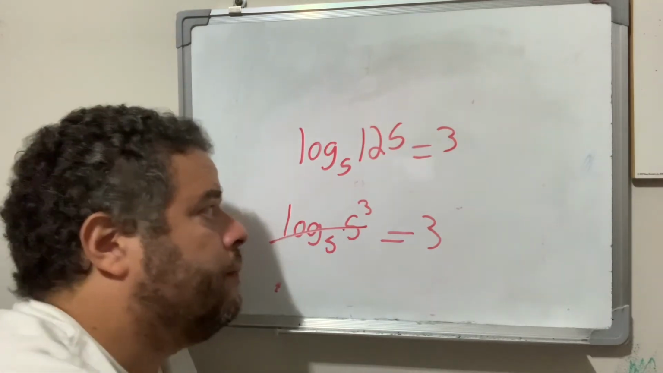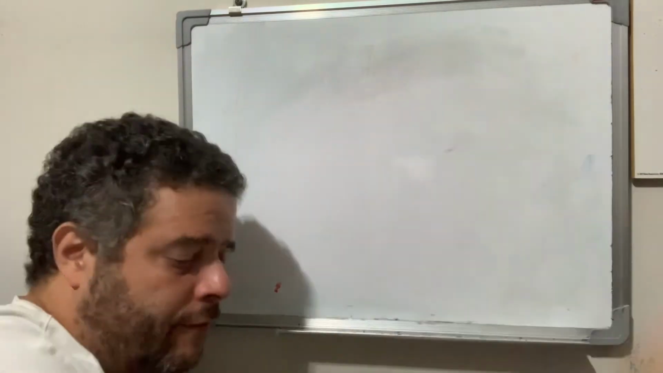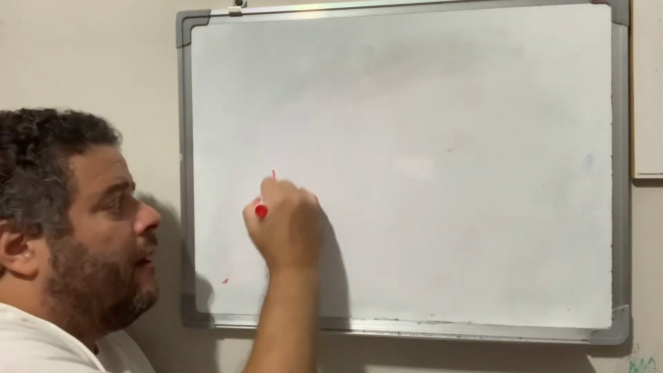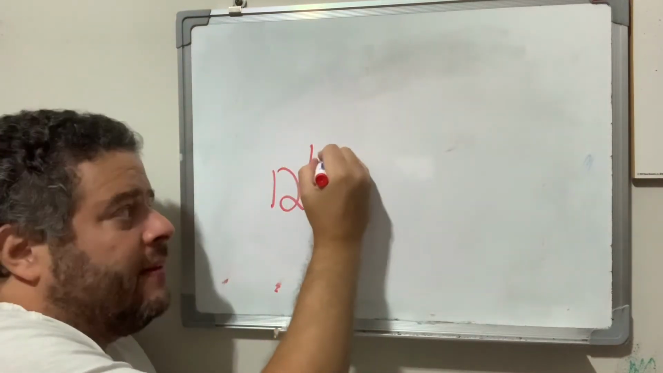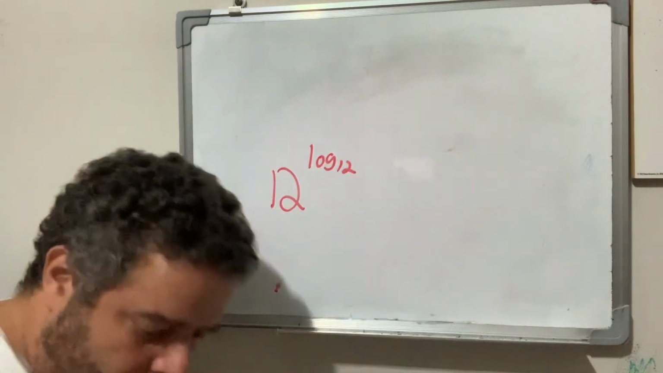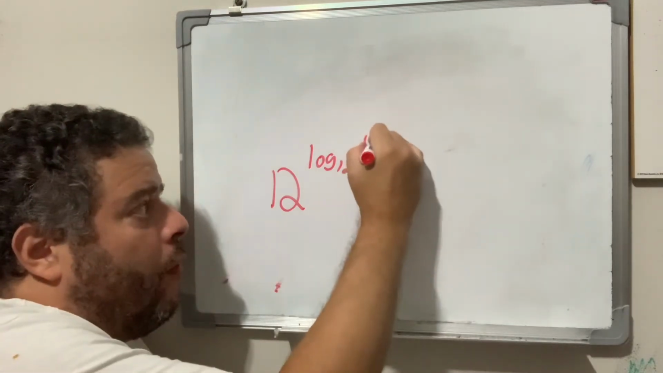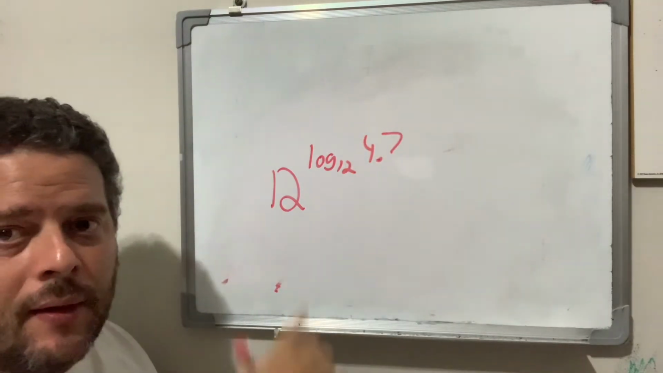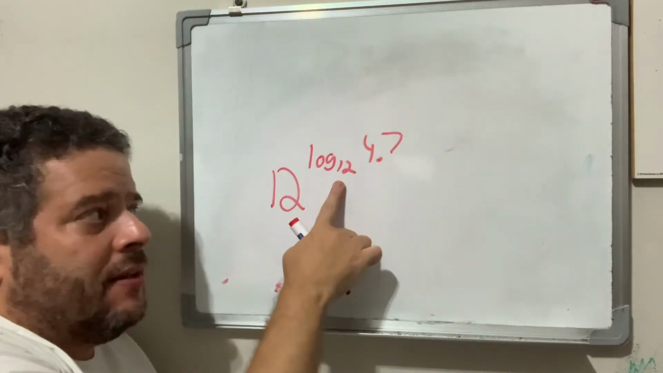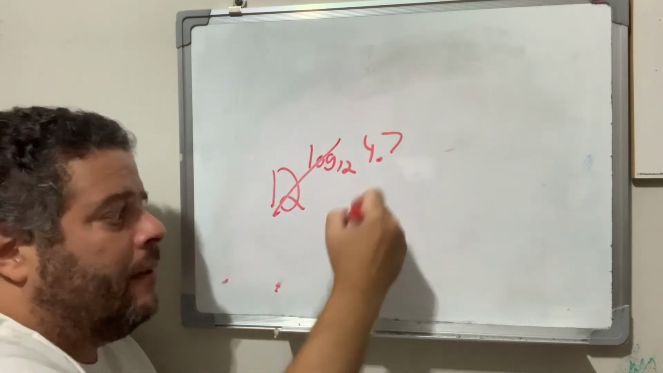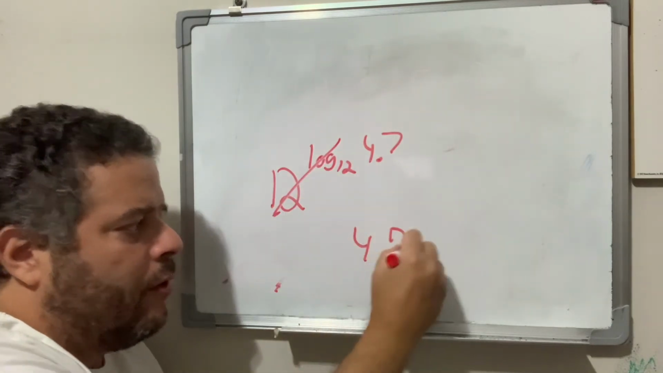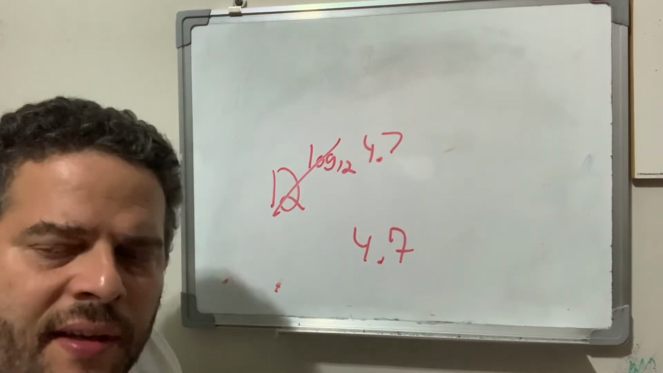The next one, again, is also incredibly straightforward. 12 as an exponent, log base 12 of 4.7. This number is identical to the base of the log. They cancel out. The answer would be 4.7. That's it for example 2.